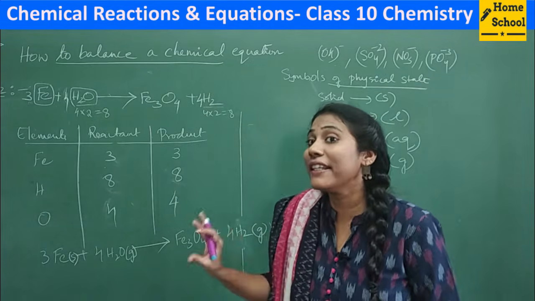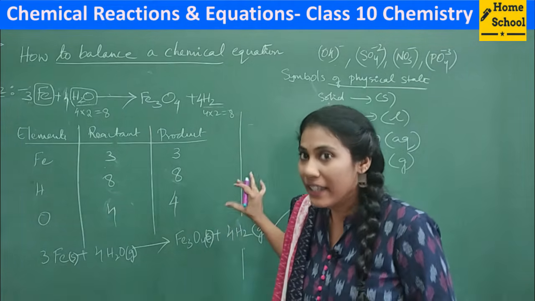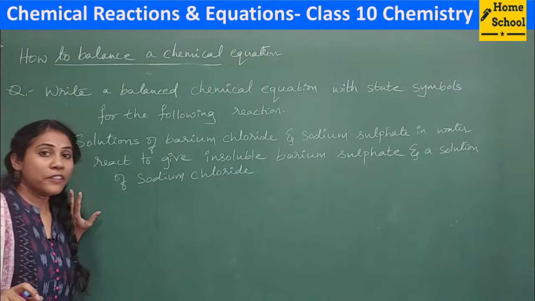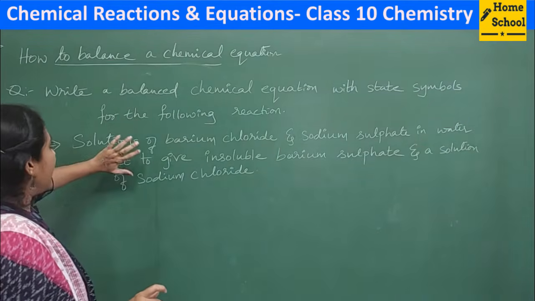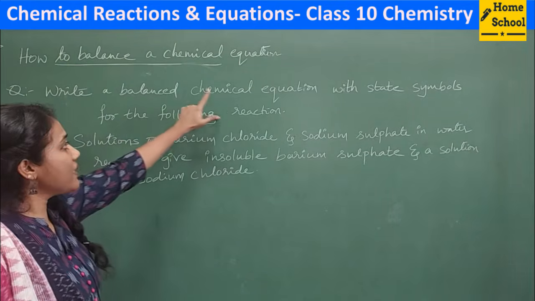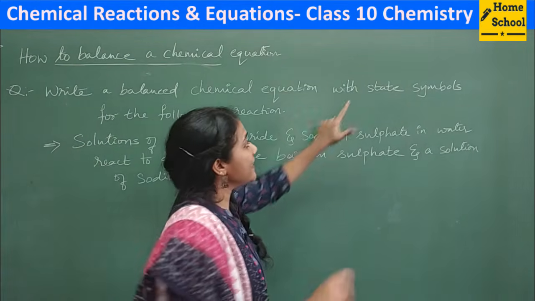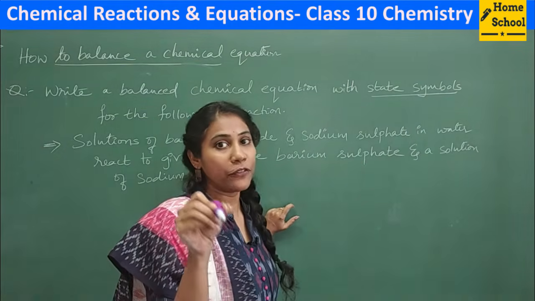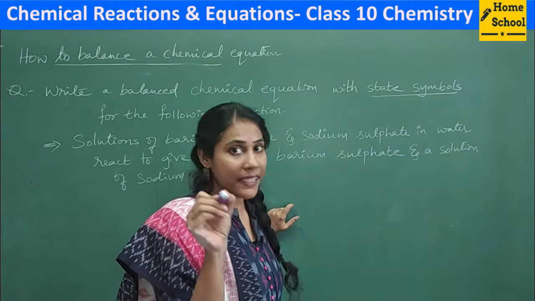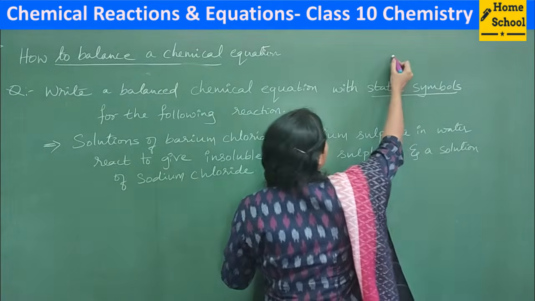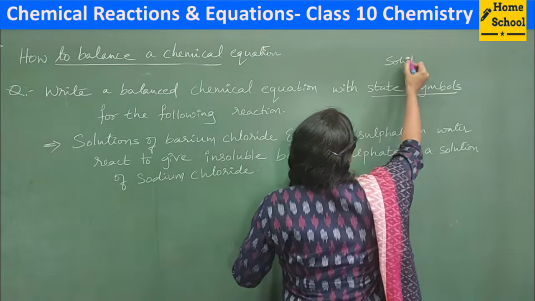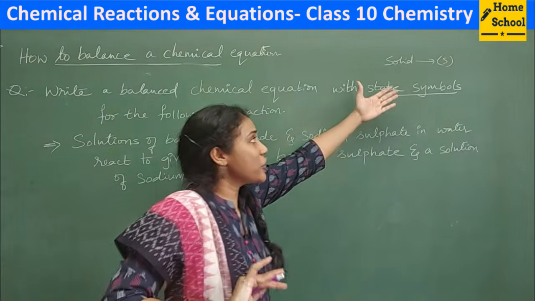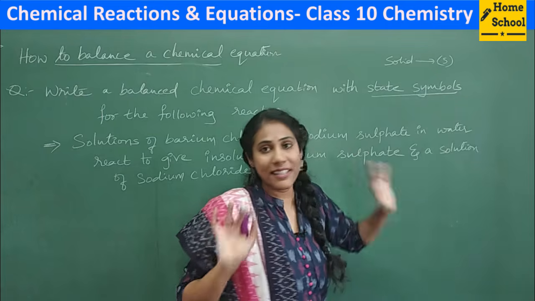Clear? This is how they can ask in the board exam actually. Observe the question that I am writing on the board. Observe the question here, guys. This is how they can ask. Write a balanced chemical equation with the state symbols. What do you mean by state symbols? The physical state you have to mention with some letters in the bracket. If it is a solid, we will write s. Mentioning these symbols is called state symbols.